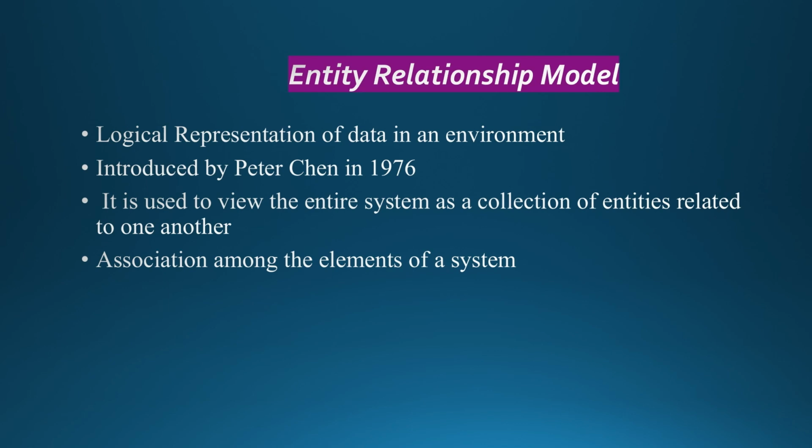This model is used to view the entire system, meaning the complete system, as a collection of entities related to one another. Meaning in a system there are many entities that are interconnected with each other. So the representation of data as a collection of the entire system in entity form, related to one another, is called entity relationship model. Entities are also called elements, and there is association among the different elements of a system.